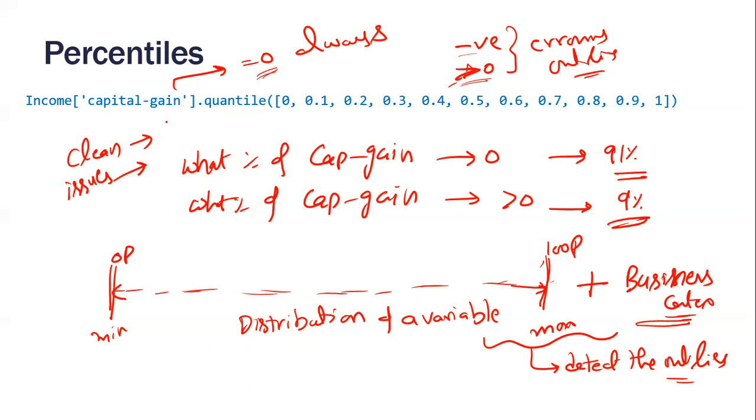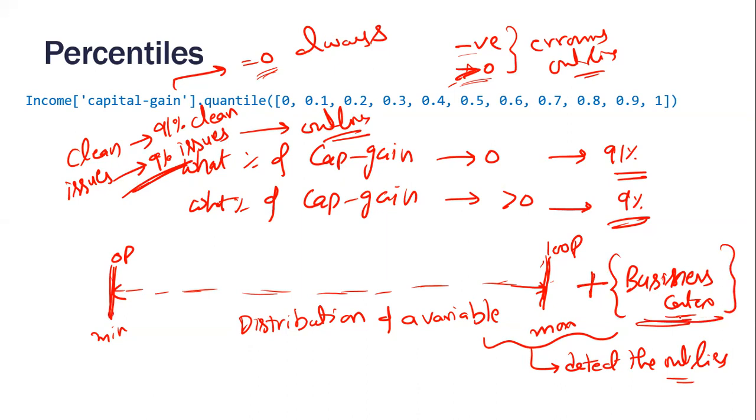With respect to capital gain, 91% of the data is clean. With respect to capital gain, 9% of the data has issues in this column. These 9% issues are erroneous or outliers like this. You can detect the outliers by looking at the whole distribution of the percentiles. And is it just that you will use for detection of the outliers? No, plus the business context.